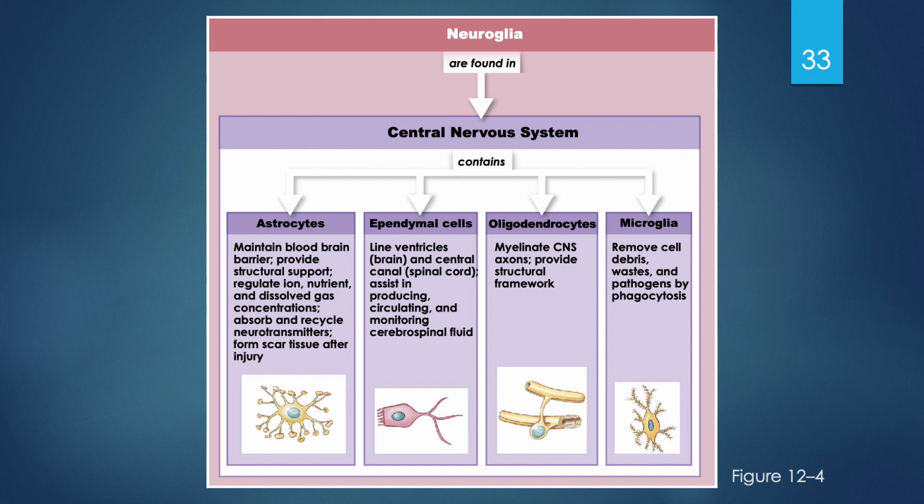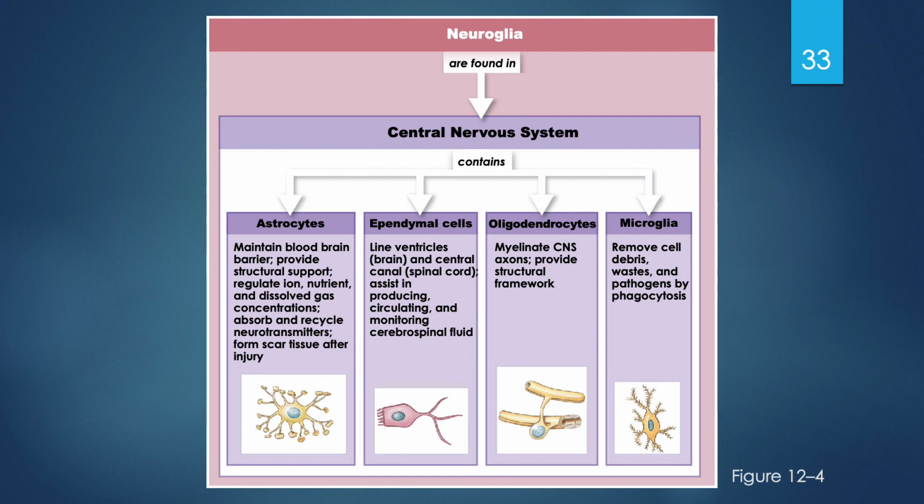So there could be things in our bloodstream which may be toxic to our brain, so that semi-permeable membrane will allow some things to pass, like various ions and nutrients and dissolved gases, but it also is going to be important to absorb and recycle various neurotransmitters. It's also an important structure because astrocytes are going to form scar tissue after an injury has occurred.